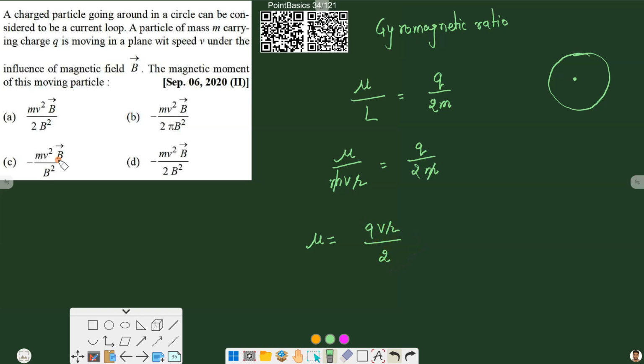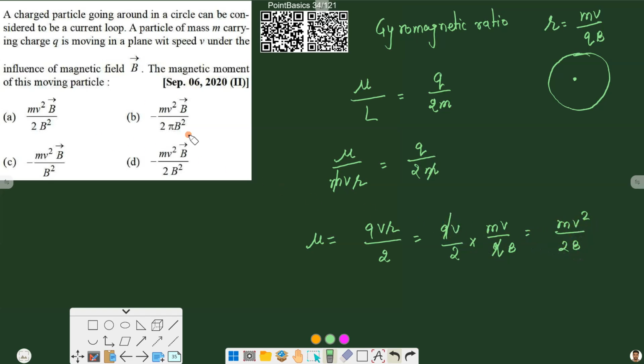Now we can't see any option like that. So what we do, as the particle is rotating in the magnetic field, it will have some radius, and the radius is given by mv by qB. So putting that value of radius here, qv by 2 into mv by qB, q gets cancelled and we have mv square by 2B.